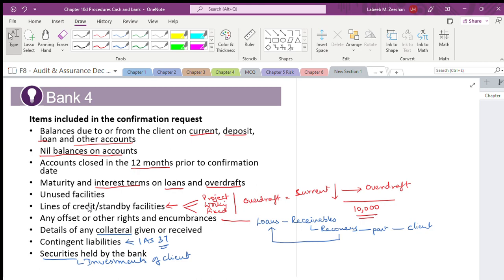In most of the cases, I will tell you from my experience, the easy ones come first: current account, balance account, nil balances. You are talking about the 12 months confirmation. Any unused facilities. You can put 1, 2, 3, 4. These are the common things which we are going to mention in our answer with respect to the confirmation request. If they ask what are the items to be included in the confirmation report, mention 1, 2, 3, 4.